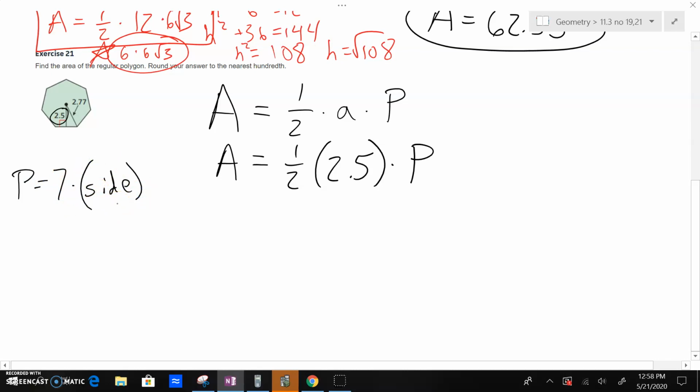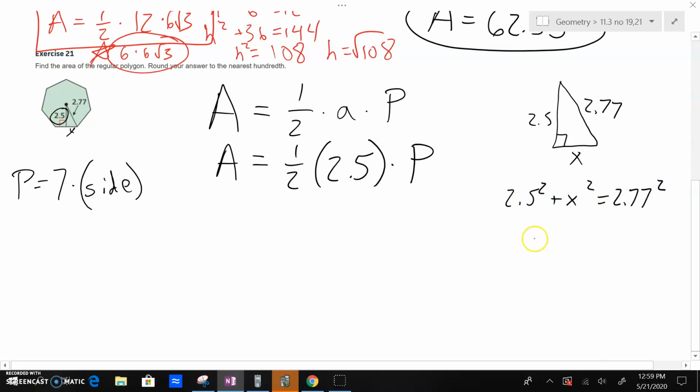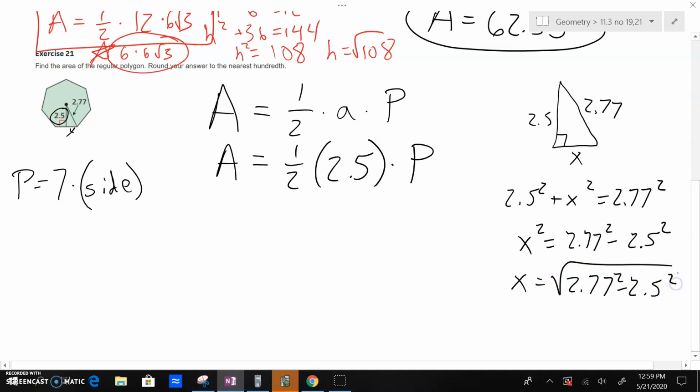To get that side length, I'm going to zoom in on that little triangle they gave us. That little triangle has our apothem, or 2.5. It's got 2.77 for the hypotenuse. And this little piece down here, I'm going to call it x. That's half of the bottom side, so I'm going to get that and double it, and that's going to be the side length. So it's going to be 2.5 squared plus x squared equals 2.77 squared. I'm going to subtract 2.5 squared from both sides, and then square root both sides. The reason I'm leaving it this way and not typing it in yet is I'm going to type that whole thing into the calculator and have it do it in one step.